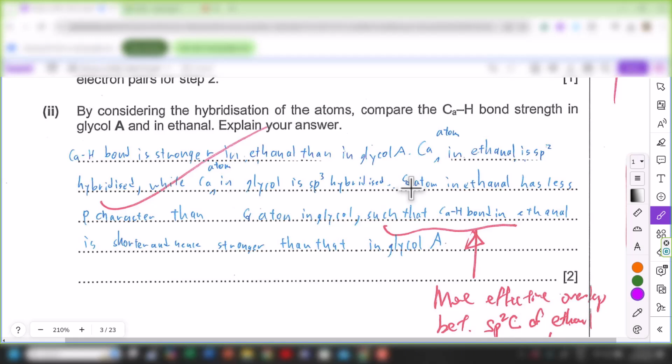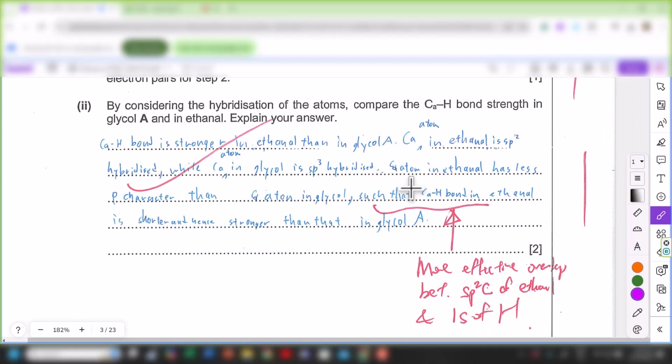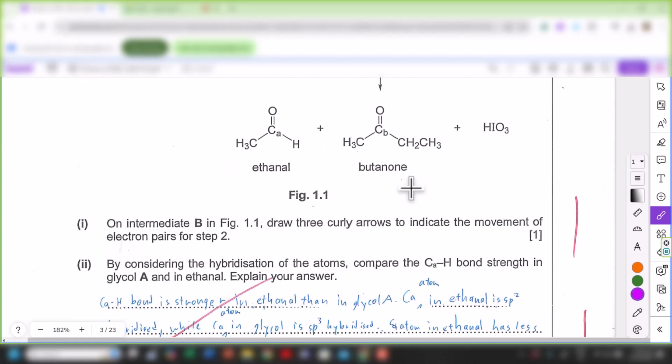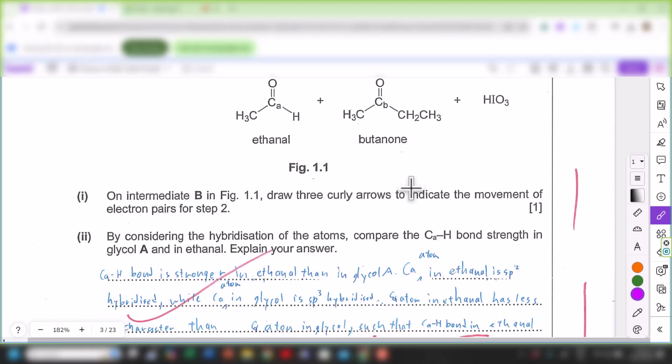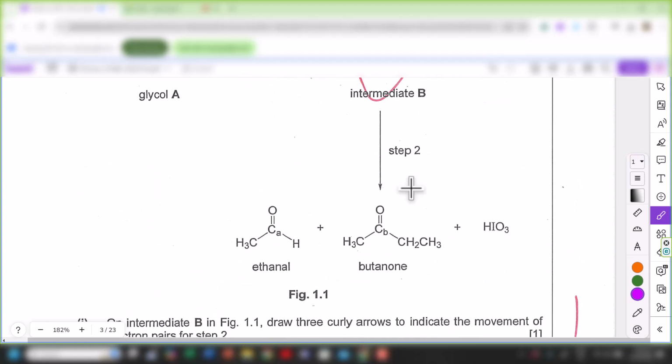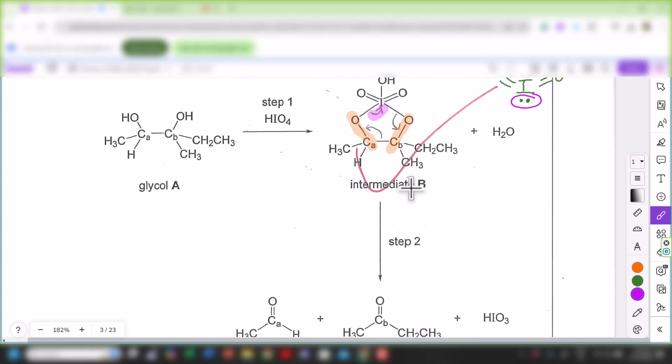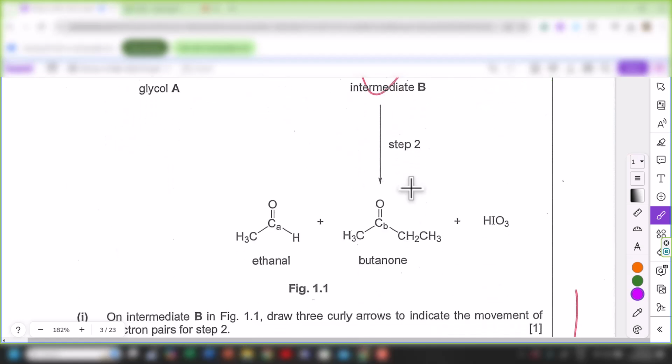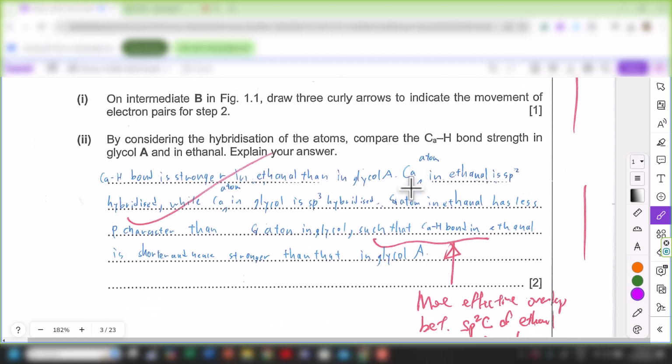Okay, then the hybridization one. From the marking, I can sense that it's not too bad on the whole. But by and large, it's about comparing the percentage of s character of hybridized carbon. I think it's about glycol A and ethanol, right? So glycol A is over here. So glycol A is sp3 and then ethanol is sp2. So you look at the percentage of s character.